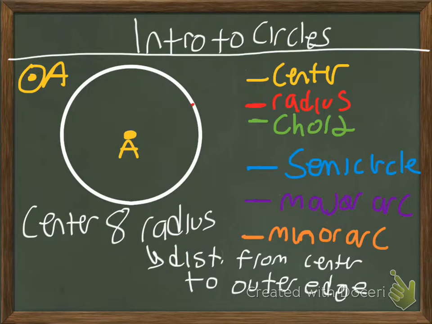And then we have the radius. The radius is the distance from the center to the outer edge. I'll do that in red, and we'll call the intersection point B.